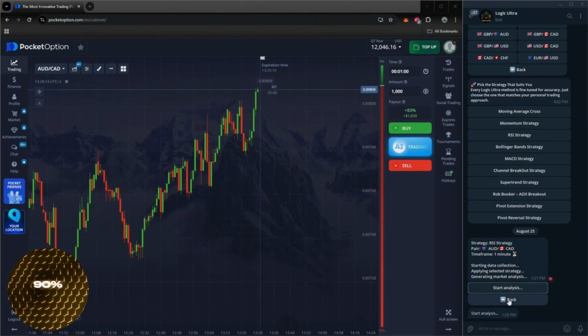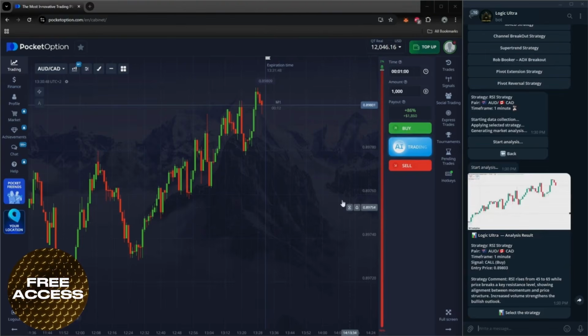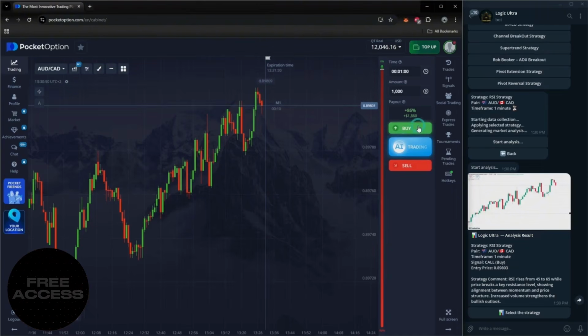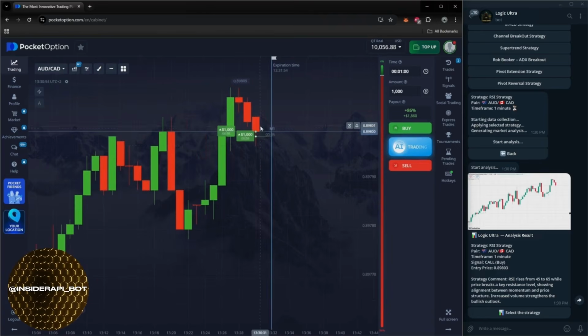It will analyze the chart, it will find an entry point, and it will give you a nice and easy trade signal that you can follow. And here we have it. We have a buy position here. So let's go ahead and place $1,000 here on Australian dollar Canadian. I'm gonna place another 1,000 as the price dips a little bit lower.